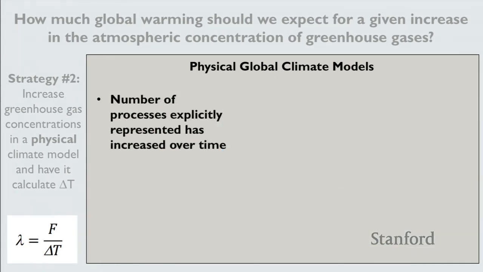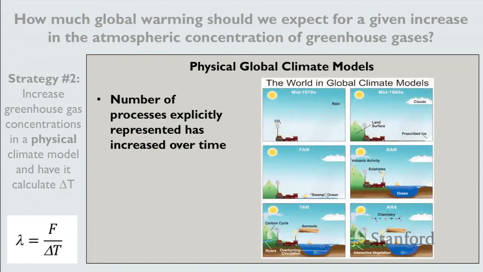These models have become more sophisticated over time. The number of processes that have been explicitly simulated by the models has increased. In the 70s, people were interested in global climate change back then, so people were putting CO2 into physical models. But back then, there wasn't a land surface or an ocean. There weren't clouds in the models because they're just too hard to model. And we've come a long way since then. In the mid-1980s, we start putting in the land surfaces and prescribed sea ice, meaning that it's not dynamic, it just has to sit there.